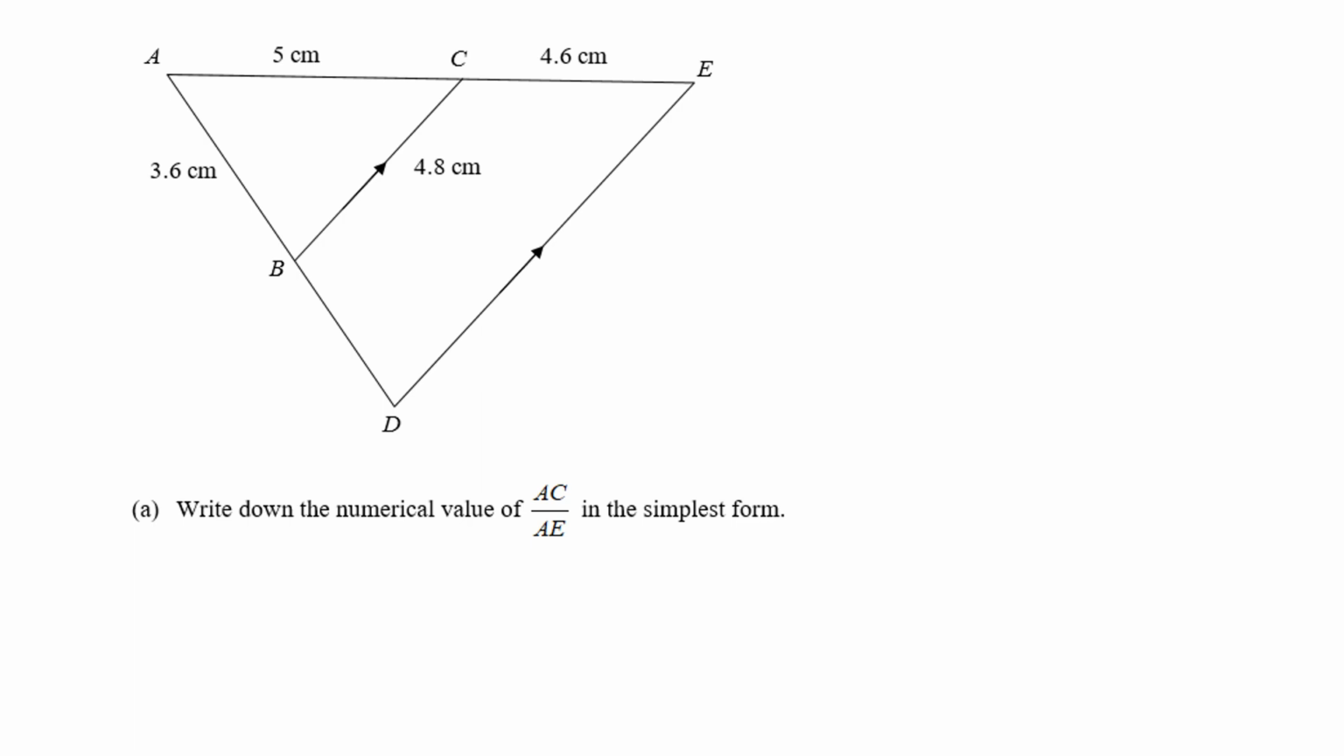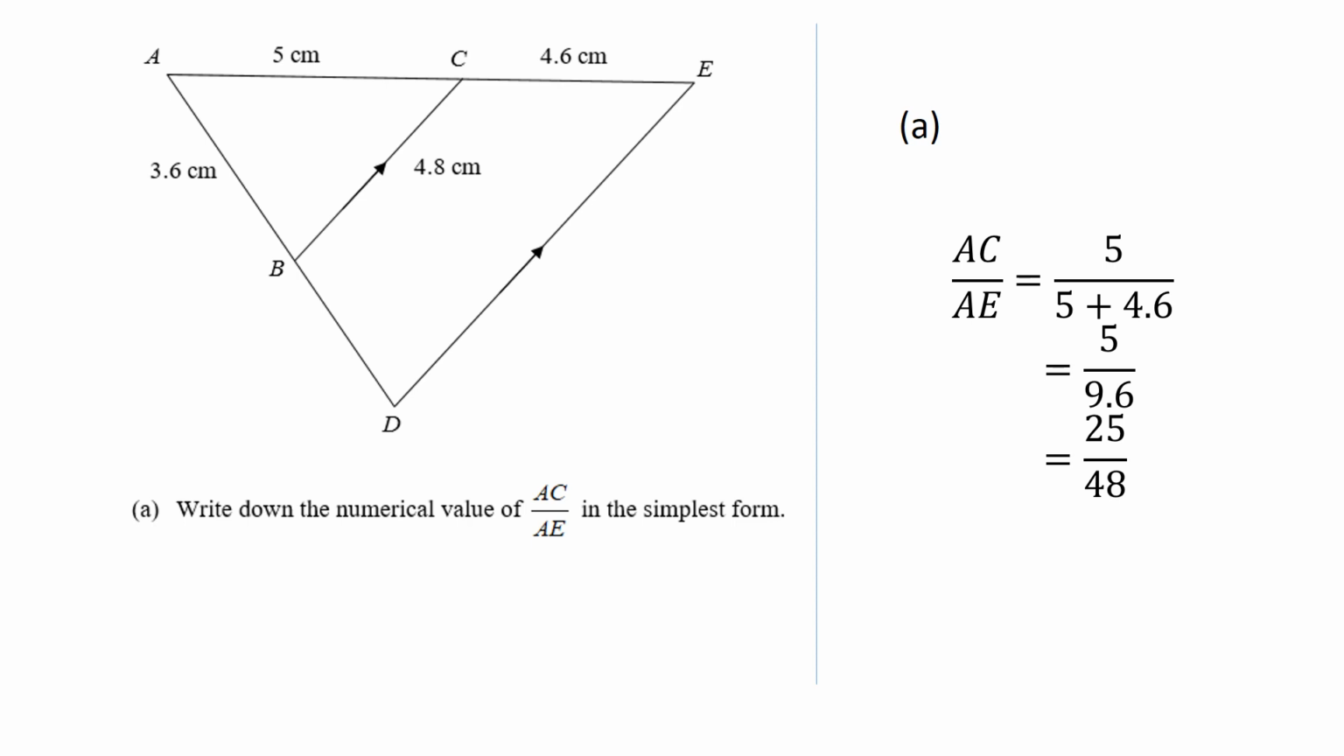Right, so back to the similar triangles. To find the ratio of AC over AE, AC is given to be 5 cm, AE will be 5 plus 4.6 because AE equals AC plus CE. Right, so the ratio of AC over AE will be 5 over 5 plus 4.6, 5 over 9.6.